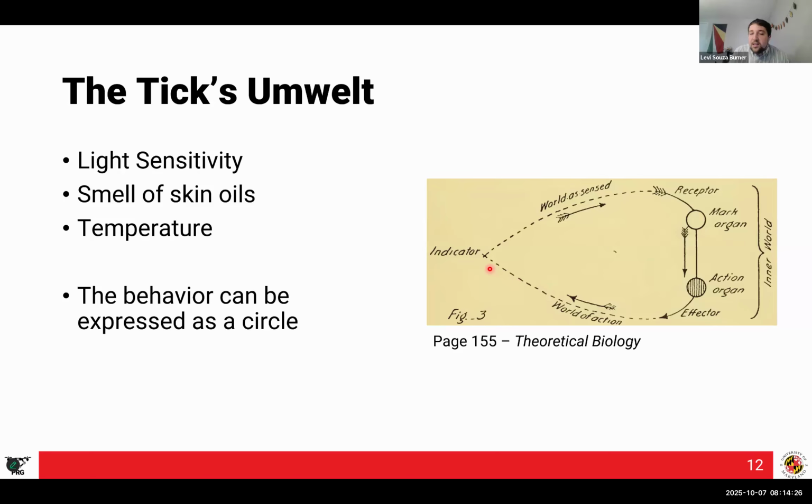And he said that the senses would come in from the world and they would go to a mark organ, which translates to perceptual organ. So the higher level, the perceptual functions of your cortex. And then they would affect change through the action organ, which would eventually stimulate the muscles or make the tick jump or bite or do whatever it needs. And all of this can be expressed without necessarily having a 3D world. And so Uexküll says that the tick's umwelt is very limited. It only senses these three things and it can't tell anything more.